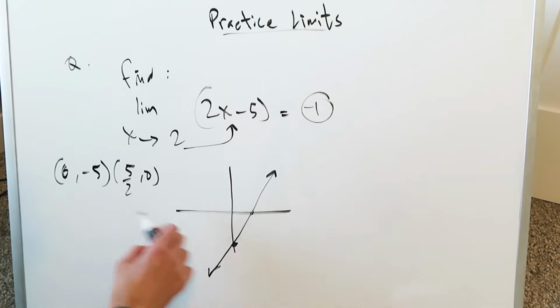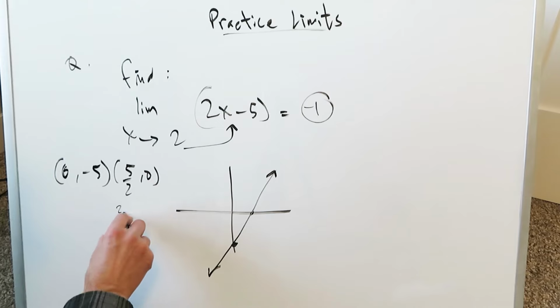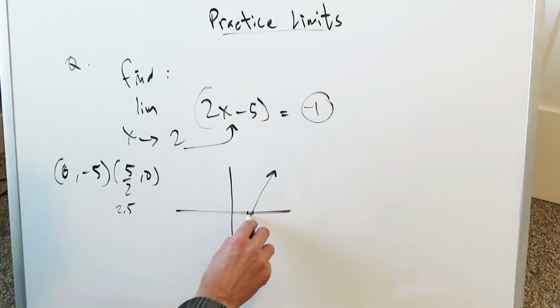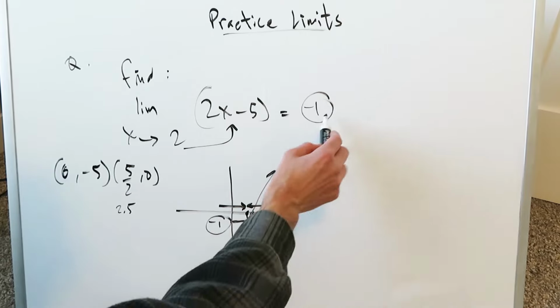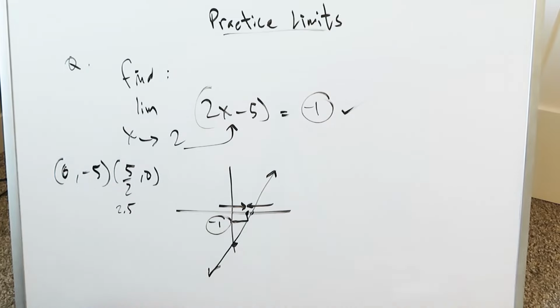Limit as x approaches 2. Remember, this right here is 5 over 2, which is 2.5. But 2 would be somewhere right here. As x approaches this 2 from the left or x approaches this 2 from the right, you look down and across. Your function has a y value over here of exactly what you're seeing, -1. And that is the reason why your answer here will be true. Right hand and left hand limits will be equal. Therefore, your answer is good.